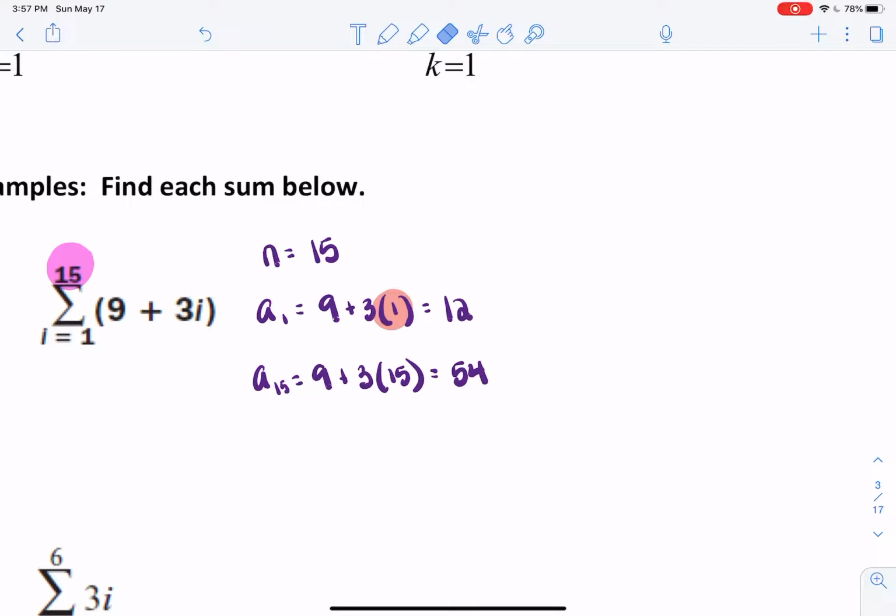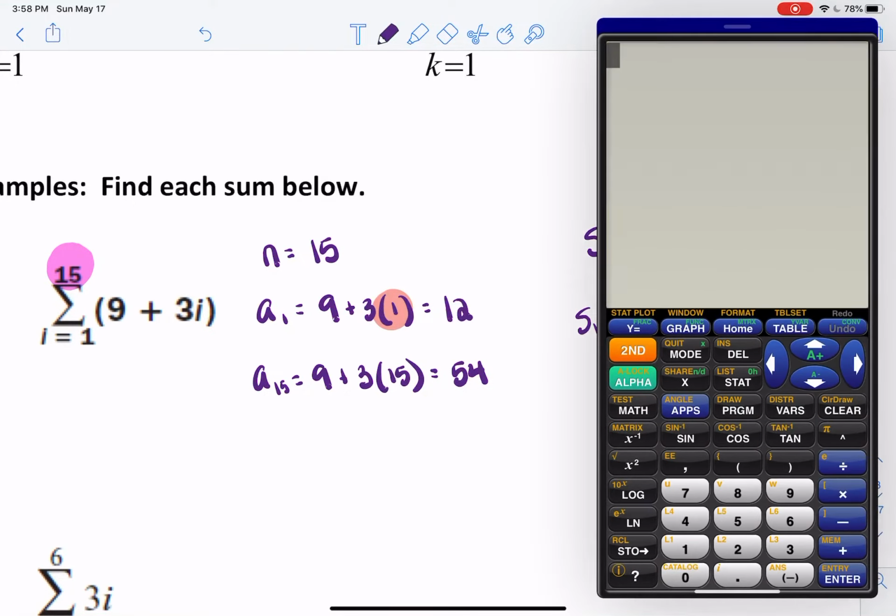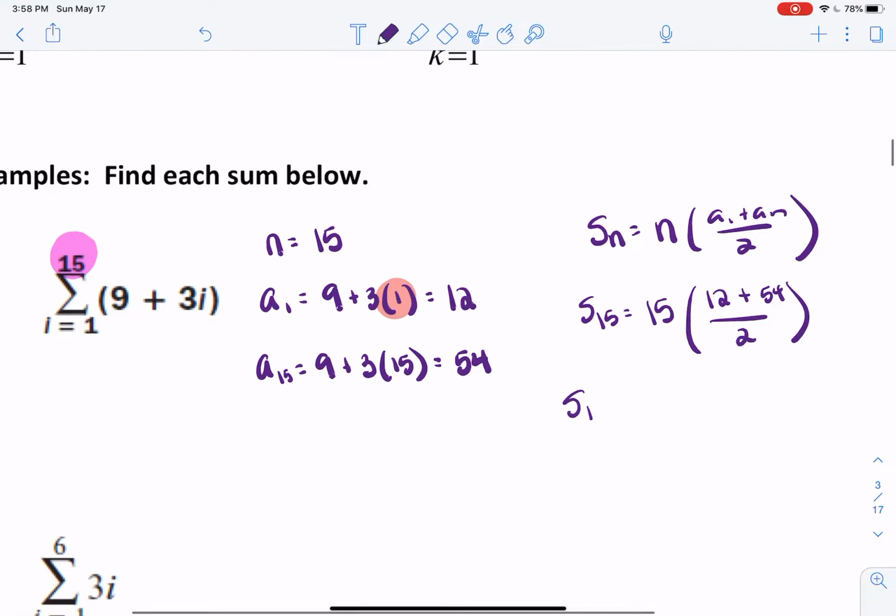So let me just rewrite this a little farther over. Okay, so the sum of our 15 terms is equal to 15 times the first term plus the last term divided by 2. All right, so same kind of idea here. We could take 12 plus 54 divided by 2. So that's what's inside the parentheses, and then times 15, which is 495. So our sum of our 15 terms is 495.